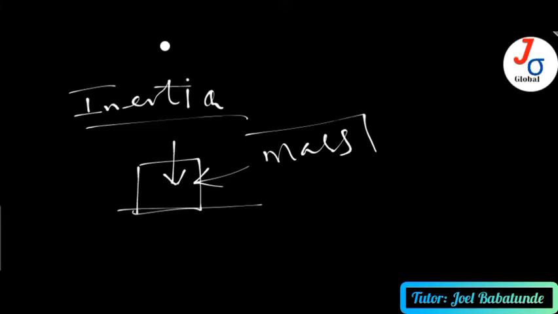So that means that how massive something is determines its inertia. The more massive an object is, the more inertia it has. So hence, mass is a measure of inertia.